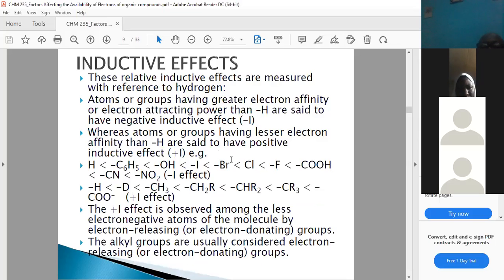Generally, groups or any atom that is more electronegative than hydrogen, we have negative inductive effect. And those groups that are less electronegative than hydrogen will constitute positive inductive effect. Examples are given in this chart here. I will say generally the alkyl groups are always electron releasing, electron donating groups, so they will operate positive inductive effect.